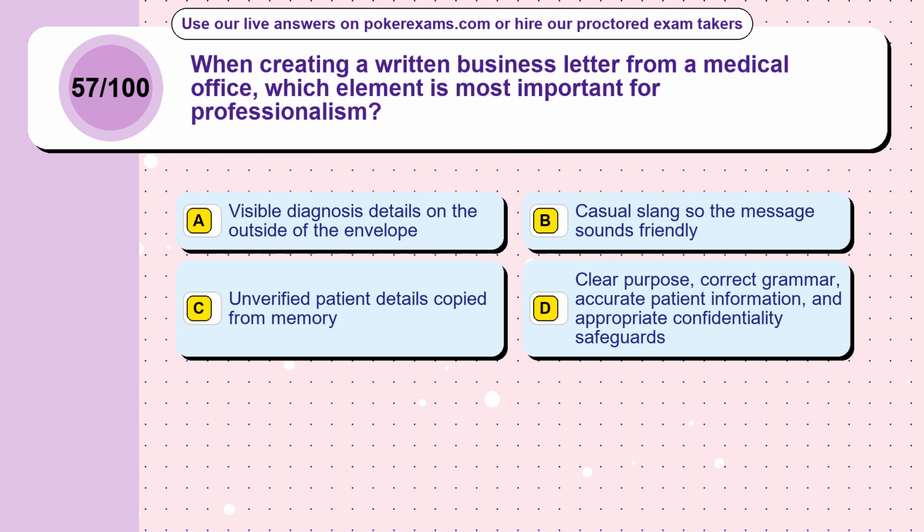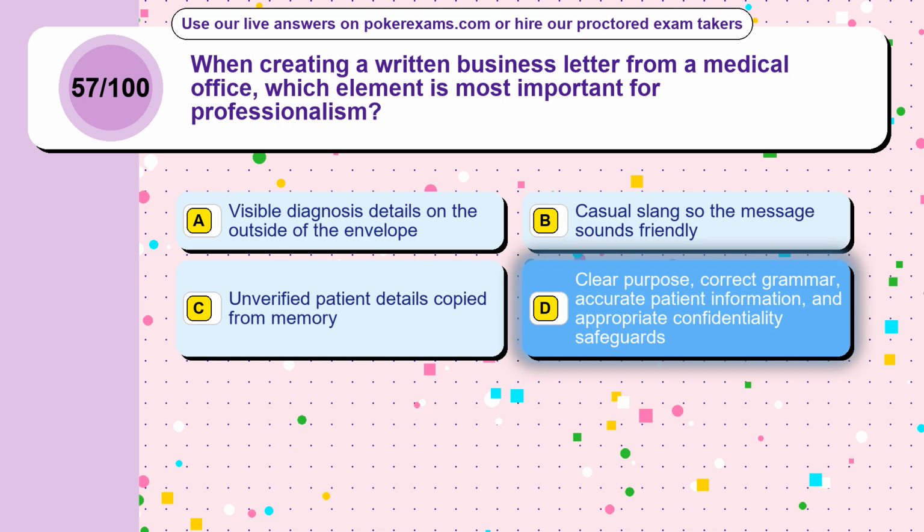Question 57. When creating a written business letter from a medical office, which element is most important for professionalism? Option A. Visible diagnosis details on the outside of the envelope. Option B. Casual slang so the message sounds friendly. Option C. Unverified patient details copied from memory. Option D. Clear purpose, correct grammar, accurate patient information, and appropriate confidentiality safeguards.